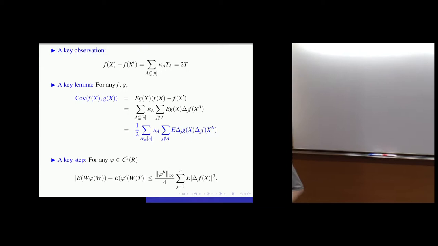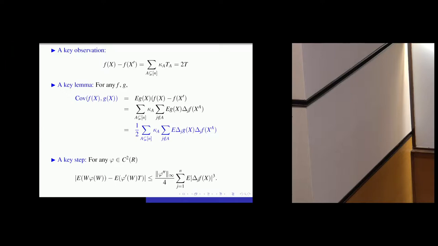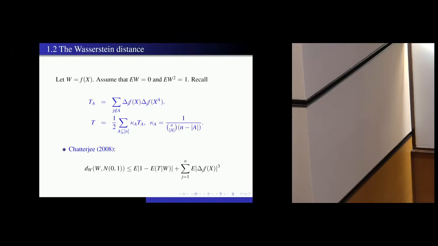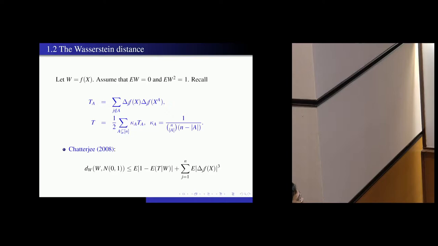So that's exactly the next theorem. So W is f of x. Now we assume that the expected value of W is 0, and without loss of generality we assume the second moment is 1. Okay, so T_A is still defined this way, and T is one half of all the possible combinations of T_A. So Chatterjee proved that the L1 norm is bounded by the expected value of 1 minus the conditional expected value of T given W, plus a term that comes from that difference here. And you can further take the square root of the second moment of that quantity, which becomes the variance of the conditional expected value of T given W. Okay.